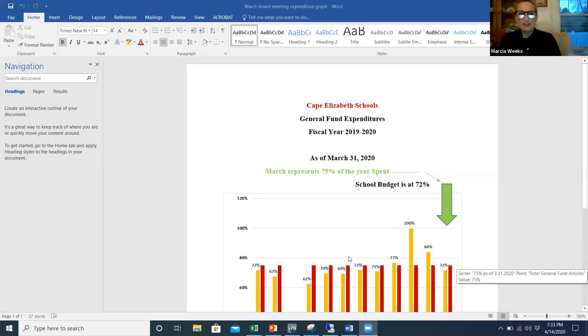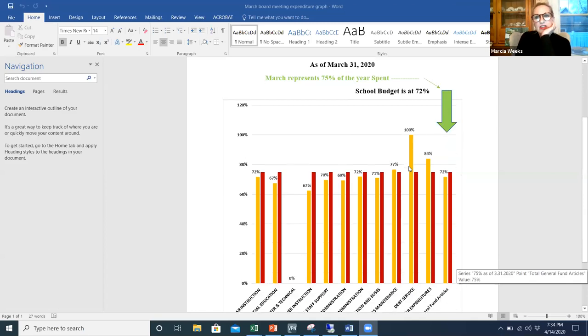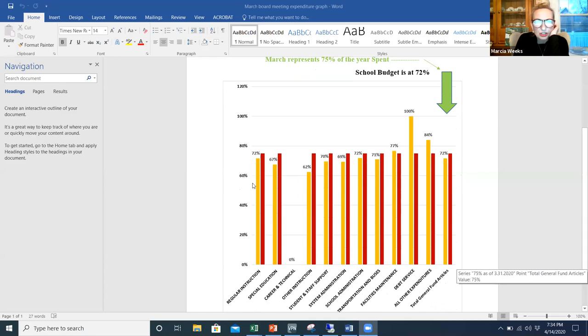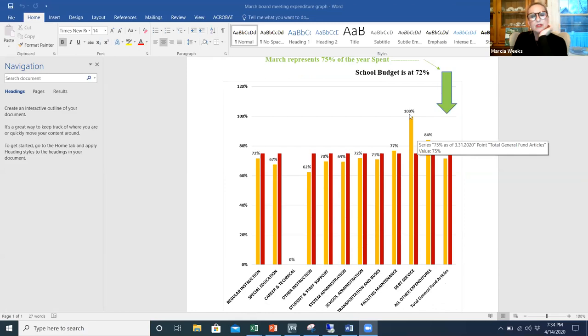I'm going to do my screen share right now. Can everybody see the first graph? Yes. Okay, great. Let me scroll it down here. So here we are, the end of March. We were at 72% of our budget spent, and the normal spending pattern would have been 75%. Graphically, here are our budgeted articles. Debt service, we've paid our debt right there. So that just jumped up for us this month, as was expected for the timing of our payments.